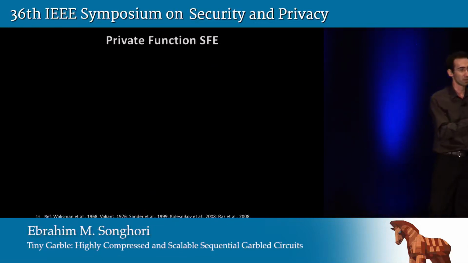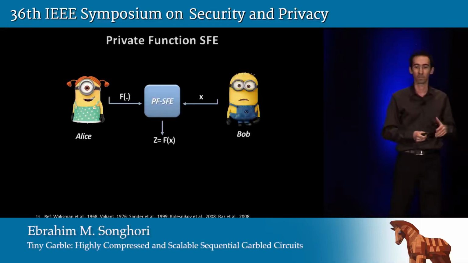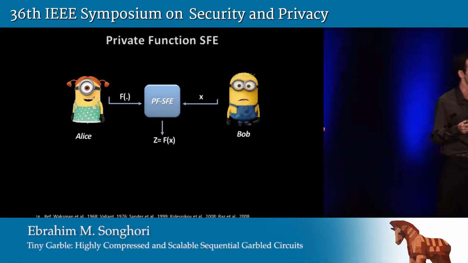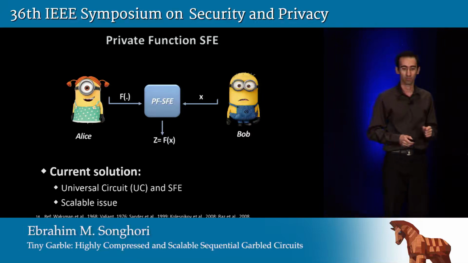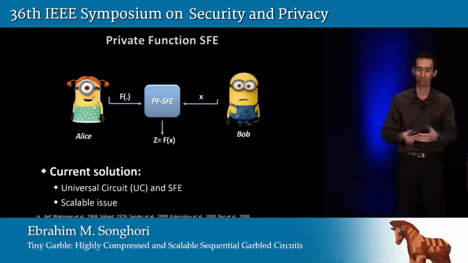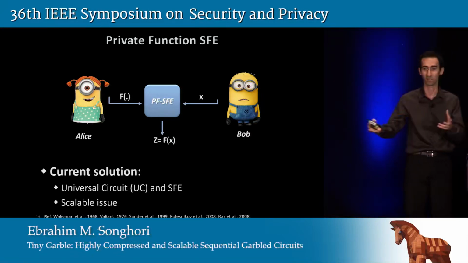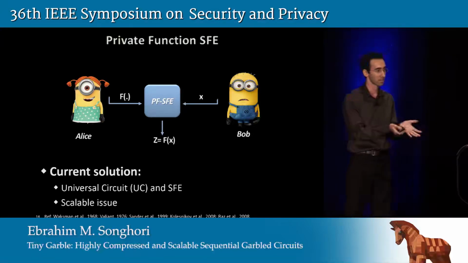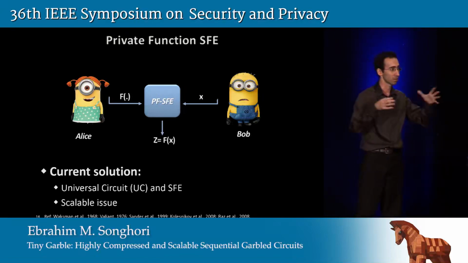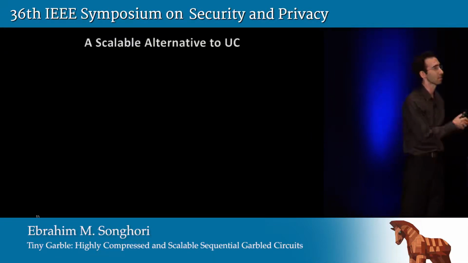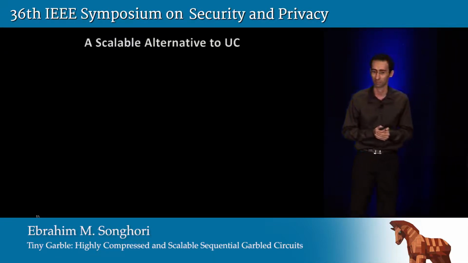Sequential circuit makes us able to solve many exciting problems. For example, private function SFE, where a user has a function, the other user has data, and they want to jointly compute f of x. The current solution is to reduce this problem to a normal SFE using a universal circuit, a circuit that gets a circuit as an input and data and evaluates that circuit. Unfortunately, it's not scalable. The size of this circuit increases with the size of the function f. So we are looking for a scalable alternative for the universal circuit.